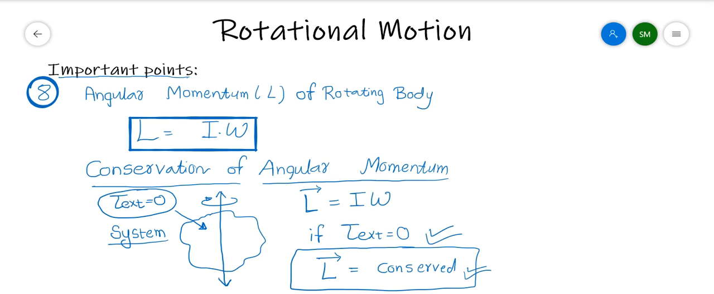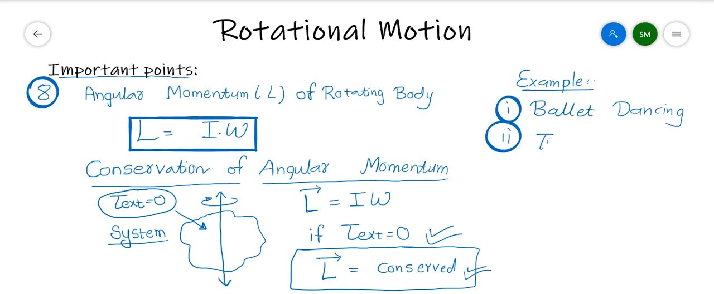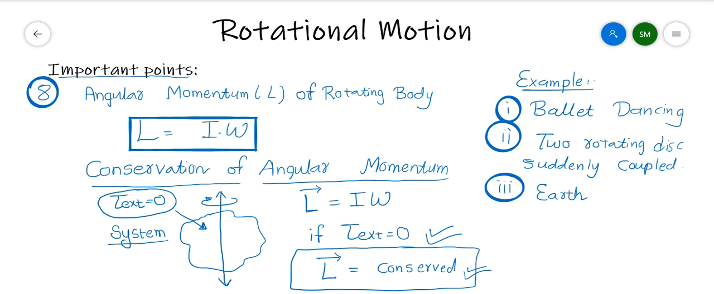Now some examples of this law I am just telling you here. These examples a student should always remember. First example is ballet dancing. There can be questions on ballet dancing. Second example is if there are two rotating discs which are rotating separately, and then these discs are suddenly coupled, meaning they are joined together with each other. These examples which I am giving you are very important, and there are numericals on these examples.